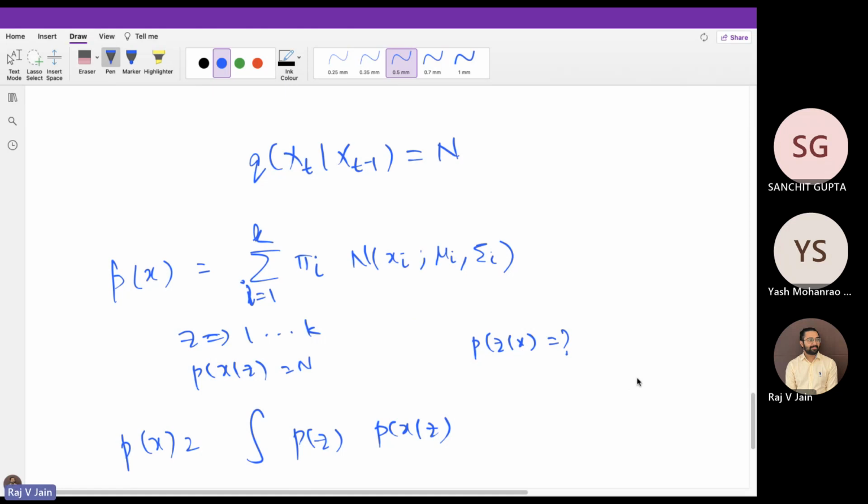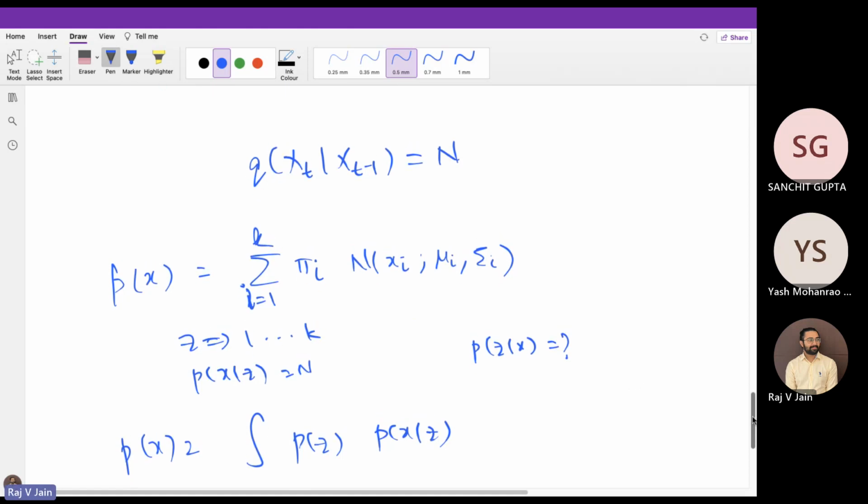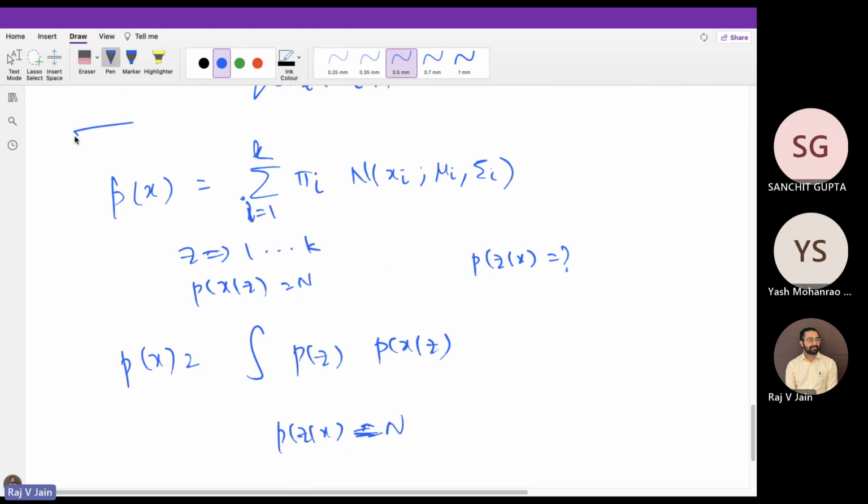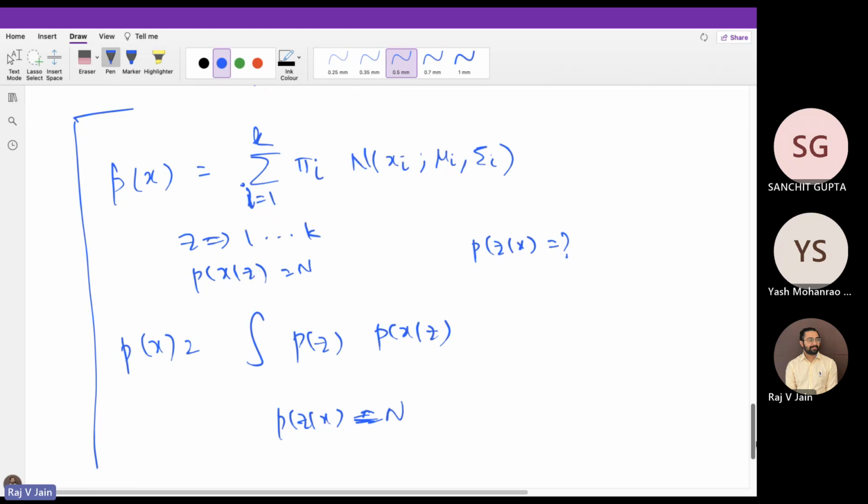P of X is unknown. That's why we are not able to get it. But P of X given Z, we assume it to be Gaussian and move ahead. I'm talking about the decoder. The decoder also we assume Gaussian. That's why we get the MSE loss. P of X is unknown, correct. That's why we cannot say P of Z given X is Gaussian.